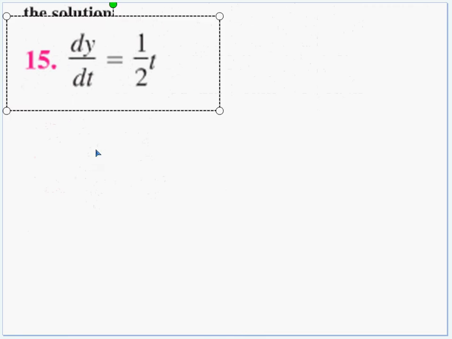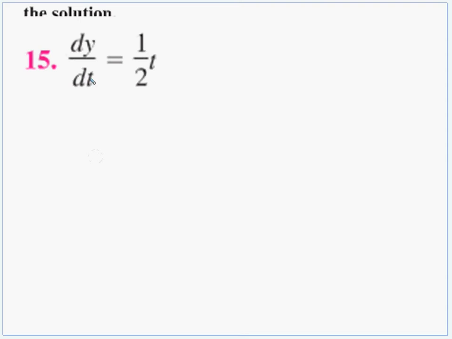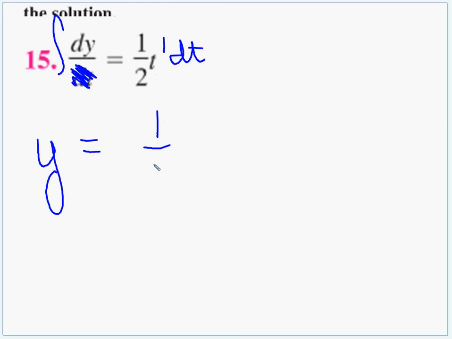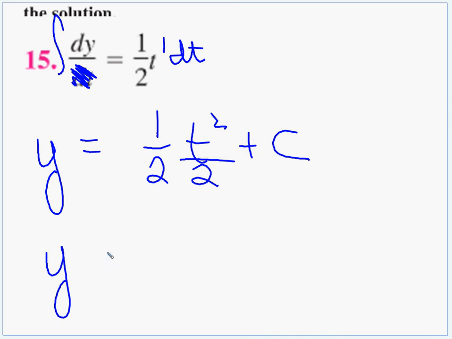This will be a piece of cake. One step to separate our variables. Multiply both sides by the dt. Now it's over here. So anti-derive dy, we get y equals. So here that's a t to the first. We're going to raise our power by 1 up to squared and divide by the new power, so it'll be over 2. And we'll put our plus c on this side. And then just to clean it up, 1/2 times t squared over 2 is t squared over 4. And we've got our plus c.